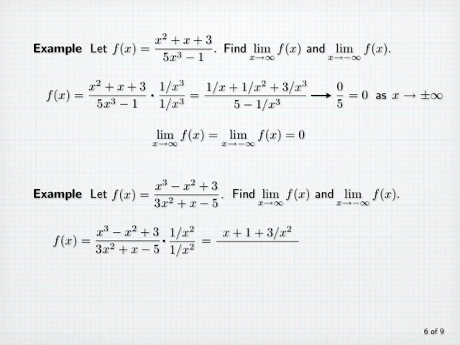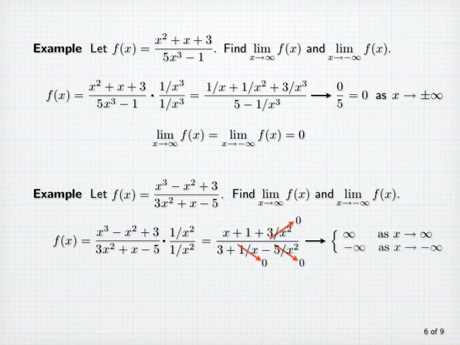This time the numerator becomes x plus 1 plus 3 over x squared. The denominator becomes 3 plus 1 over x minus 5 over x squared. Again, the reciprocal powers of x go to 0, leaving x plus 1 over 3, which simply becomes larger and larger as x gets larger and larger, and so our limit is plus infinity as x goes to plus infinity, and minus infinity as x goes to minus infinity.